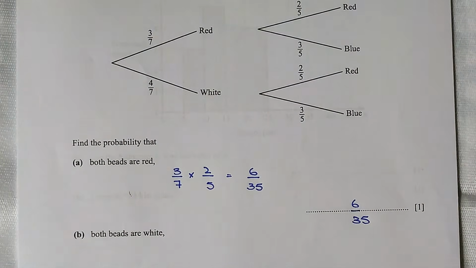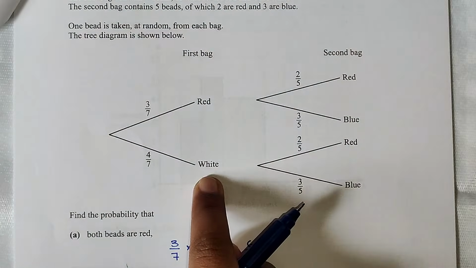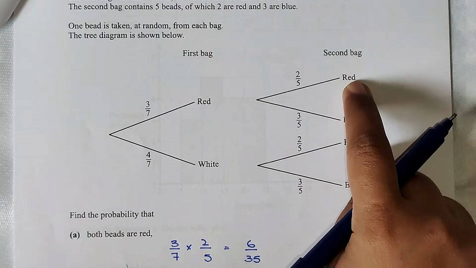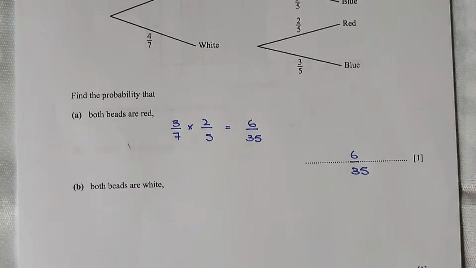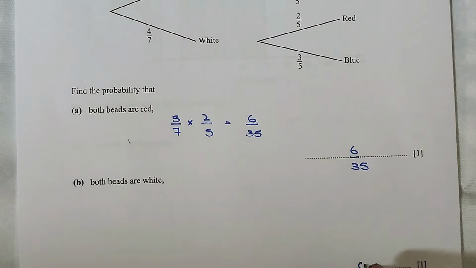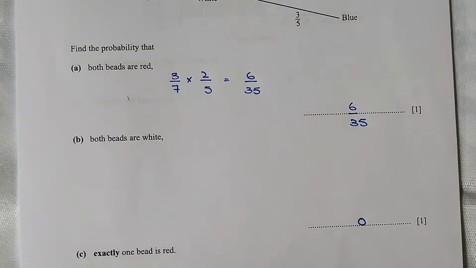Now for the B part, both beads are white. As you can see, from the first bag we have white, but the second bag has red, blue, red, blue. There is no white in the second bag, so the probability would be 0. This is not possible because the second bag does not contain a white bead.